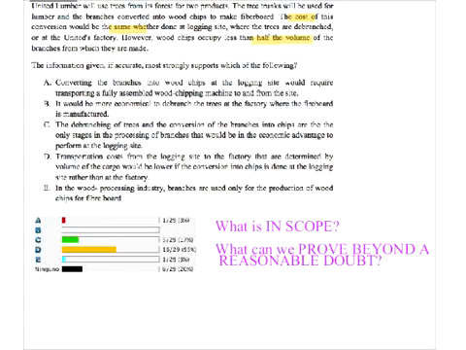So let's take a look. What is in scope? Let's go there first. Well, let's see what things are not in scope. Transporting a fully assembled wood chipping machine, we have no idea, because the passage doesn't talk about how you would do it at the logging site. The passage just doesn't talk about logistics.